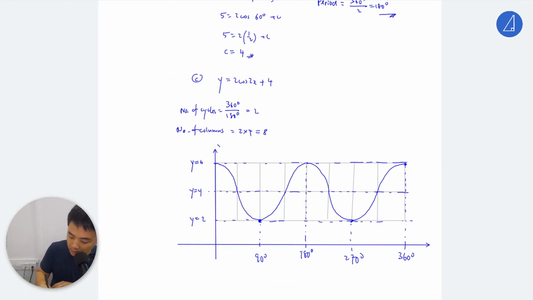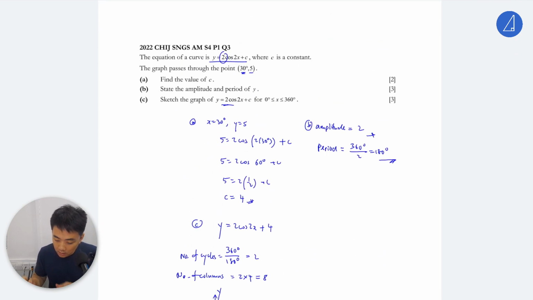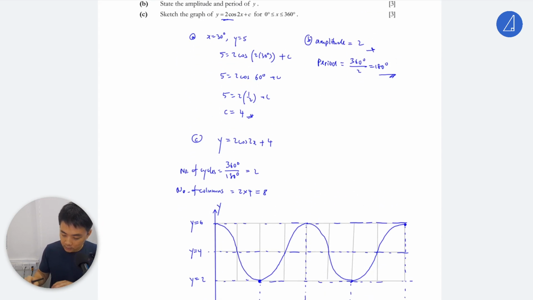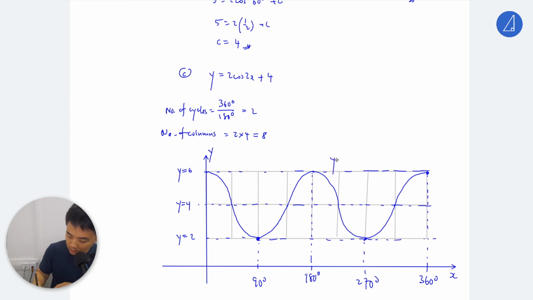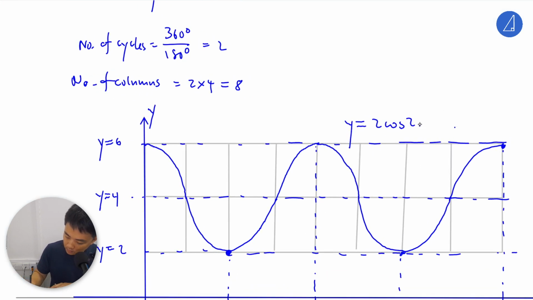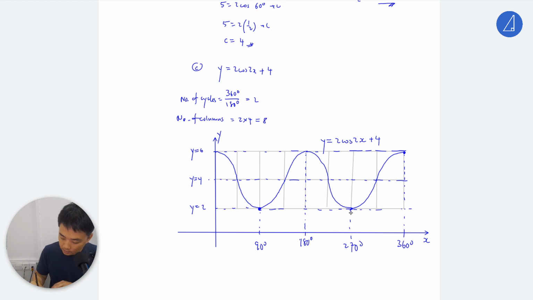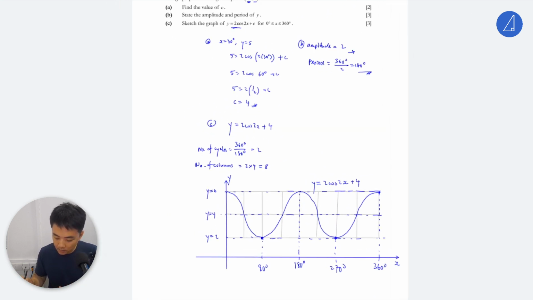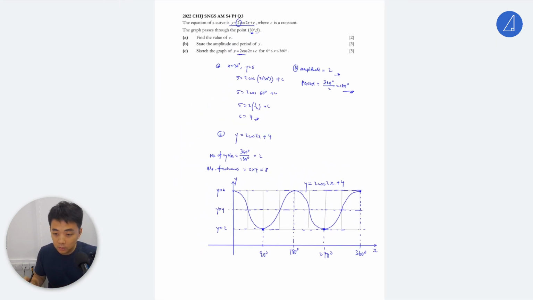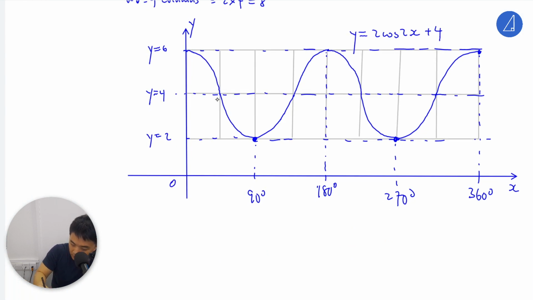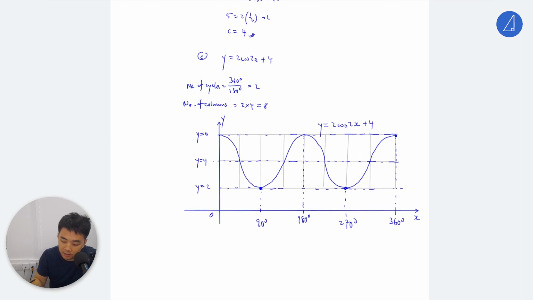Okay. That's it. Y, X. So sketch a graph. So this is Y equals 2. That's 4. Okay. If you want, this will be 45, but I think this is more than enough.